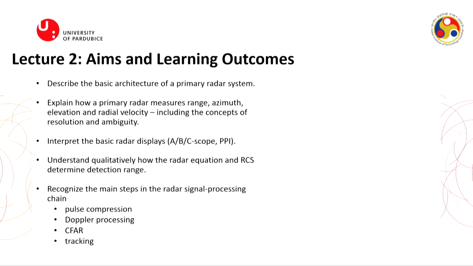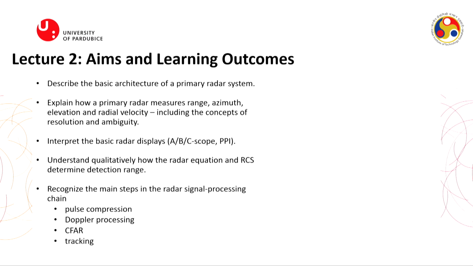So what are the aims and learning outcomes? It is this. Now we start with a description of the basic architecture of primary radar systems. I will explain how primary radar measures range, azimuth, elevation, and radial velocity. Also, I need to highlight what resolution and ambiguity of measurement are, because, as you will see, we could have an ambiguous range and an unambiguous range. So these are 2 different things.